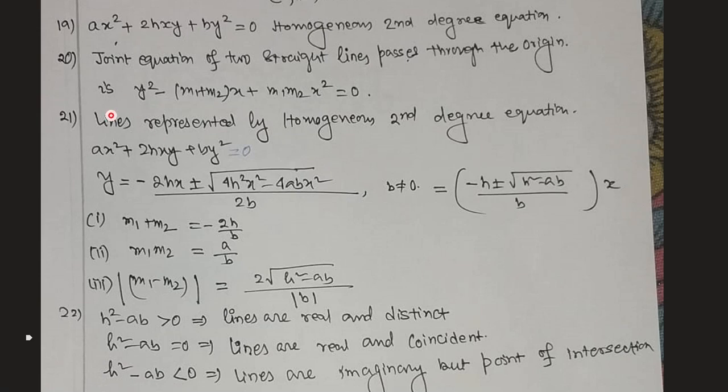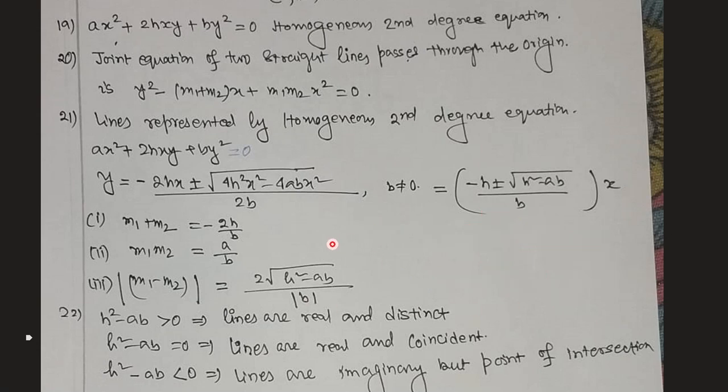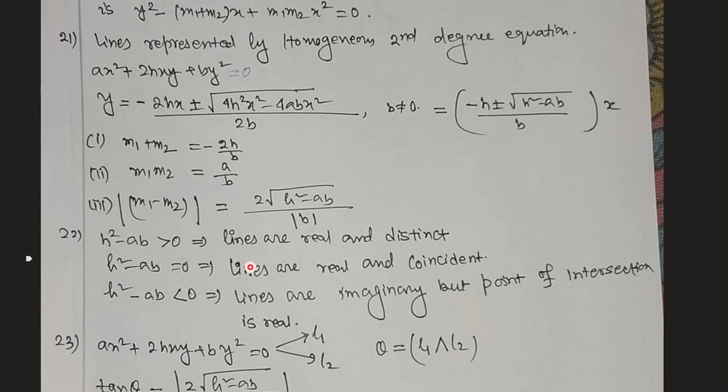So they are considering m1 as minus h plus root over h square minus ab, divided by b, and m2 as minus h minus root over h square minus ab, divided by b. So these roots they consider as m1 and m2, and the sum of the roots, the product of the roots and the difference of the roots are there. And what about the discriminant? This is the quadratic equation, and this is known as the discriminant.